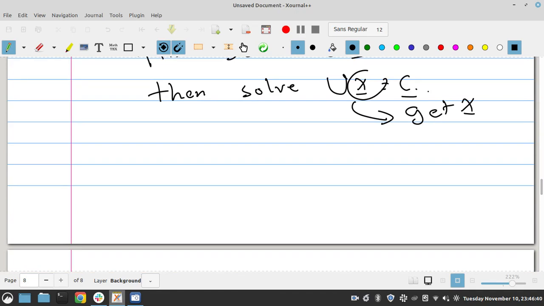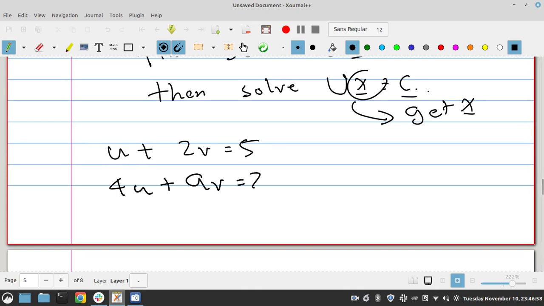Okay, so let's say we have a system of equations that looks like this: u plus 2v equals 5, and 4u plus 9v equals 21. So what is your A? A is of course the coefficient matrix: 1, 2, 4, 9. This is my A. What is my V? V is equal to 5 and 21.